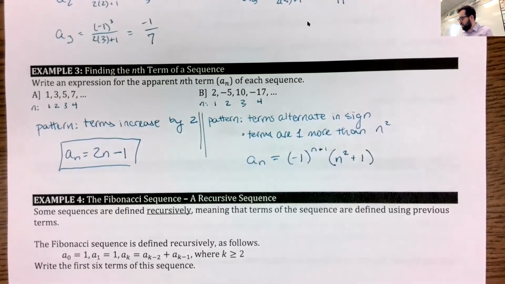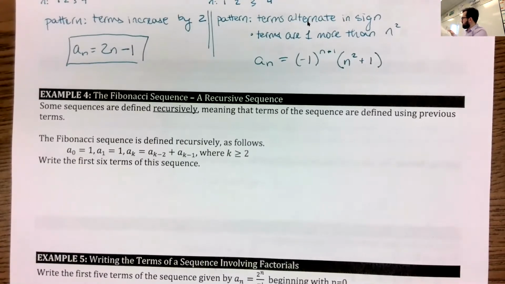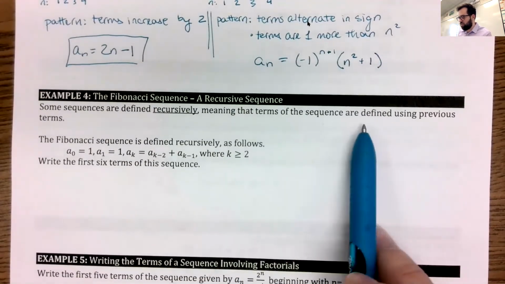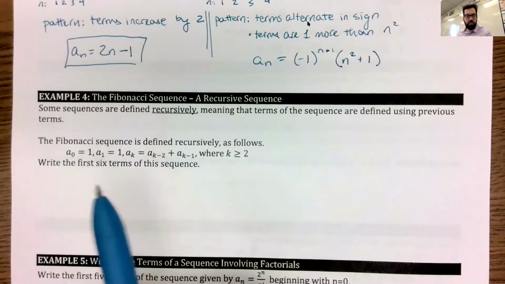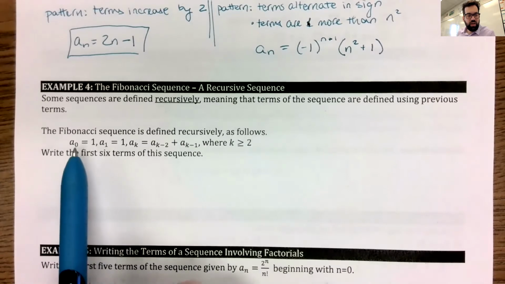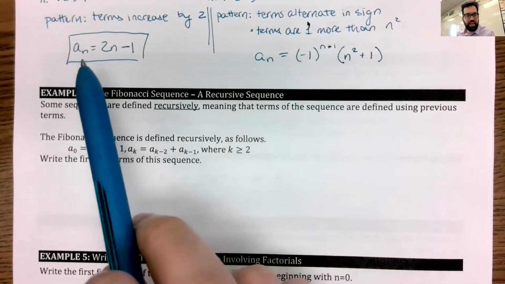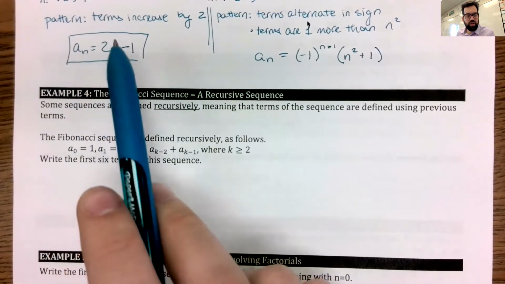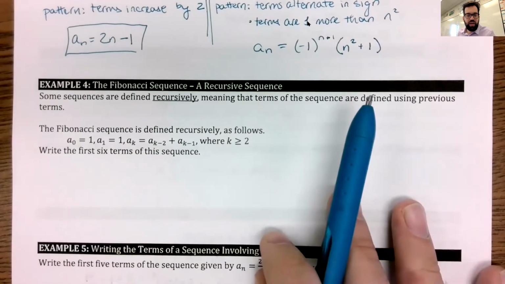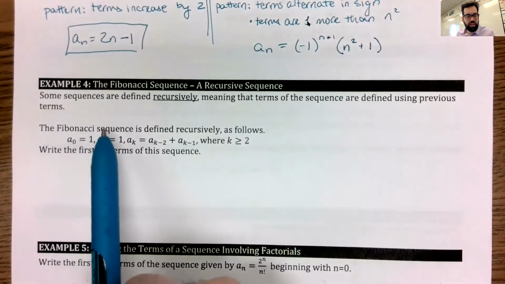All right, let's keep going. Example 4, the Fibonacci sequence, a recursive sequence. Some sequences are defined recursively, meaning the terms of the sequence are defined using previous terms. So the Fibonacci sequence is defined recursively as follows. Instead of just having n in the definition or the equation for each term, we might actually have the previous terms. So here's the Fibonacci sequence.